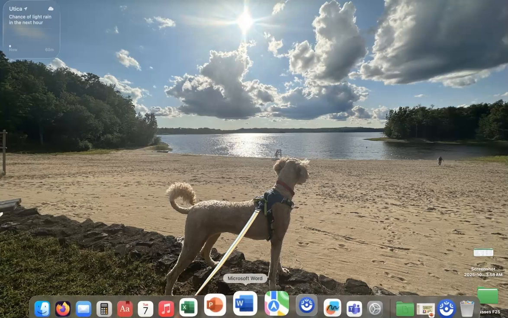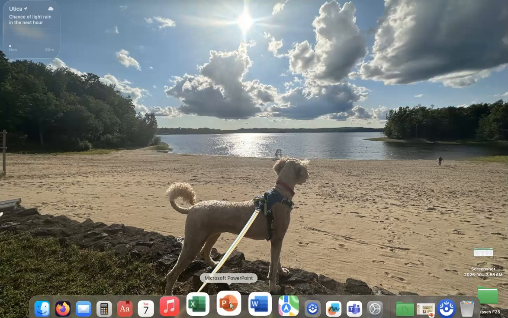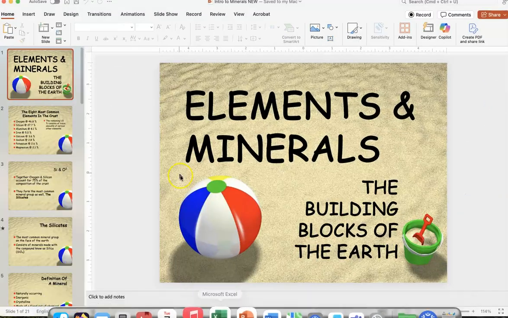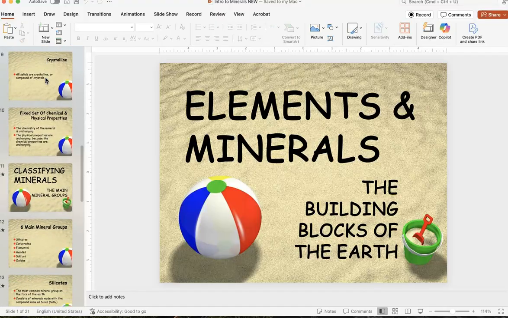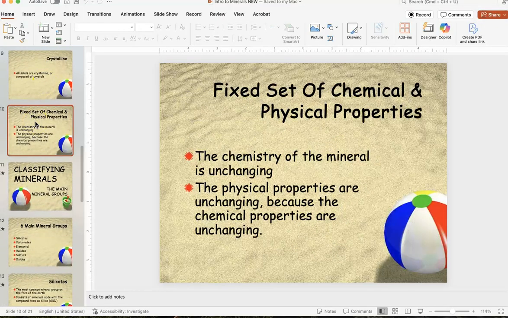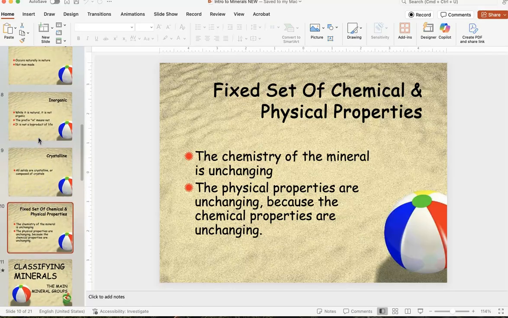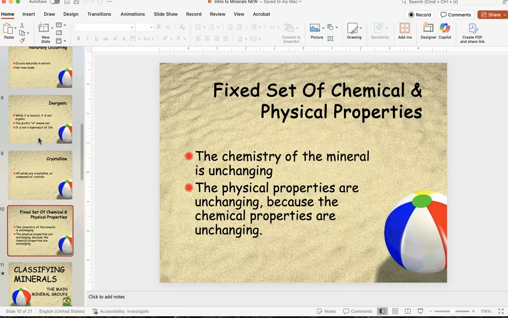Alrighty, folks. So, picking up where we left off last lecture. I think we finished up talking about the definition of a mineral and reminded you that there's four aspects to it.